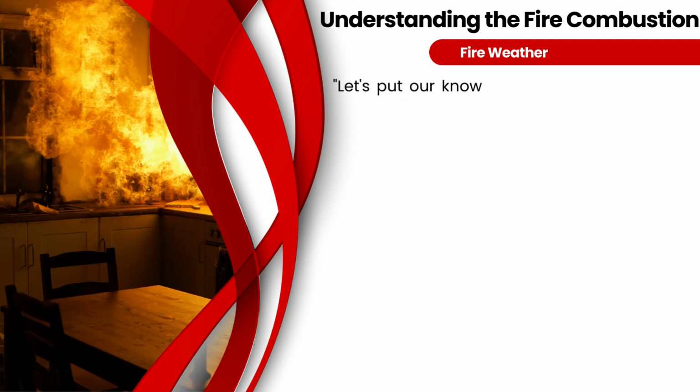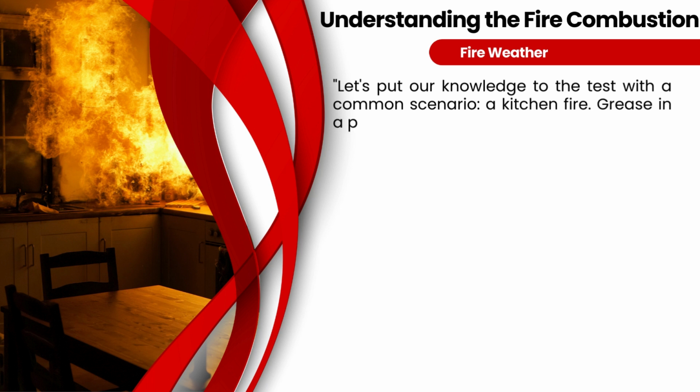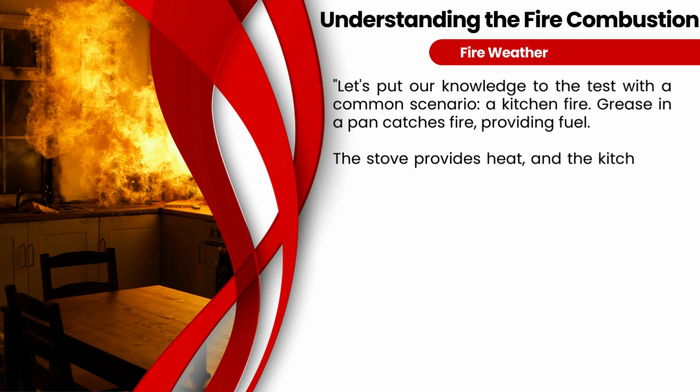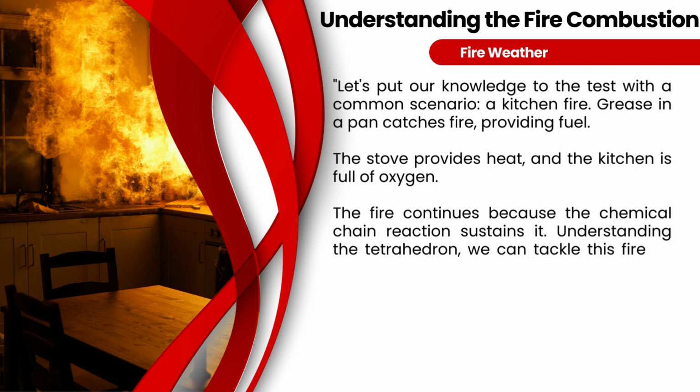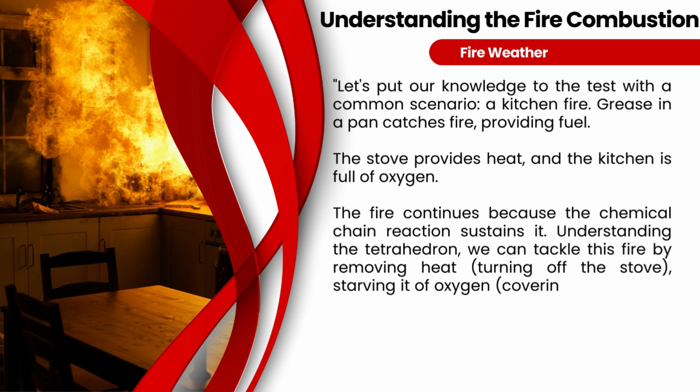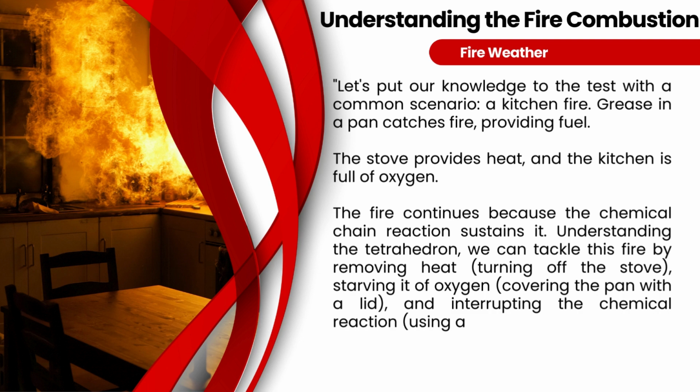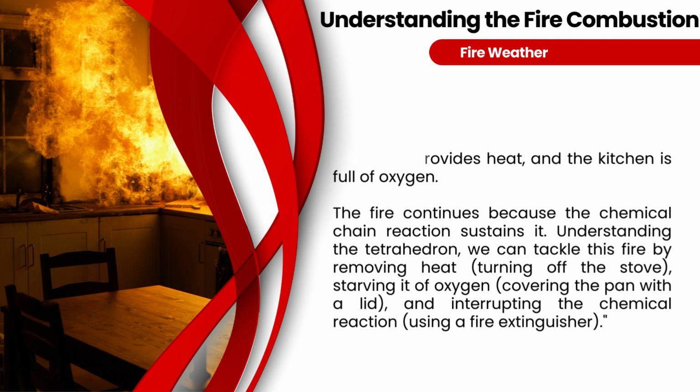Let's put our knowledge to the test with a common scenario: a kitchen fire. Grease in a pan catches fire, providing fuel. The stove provides heat, and the kitchen is full of oxygen. The fire continues because the chemical chain reaction sustains it. Understanding the tetrahedron, we can tackle this fire by removing heat, turning off the stove, starving it of oxygen, covering the pan with a lid, and interrupting the chemical reaction, using a fire extinguisher.